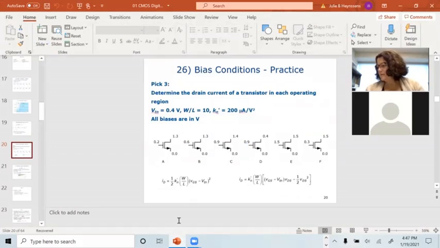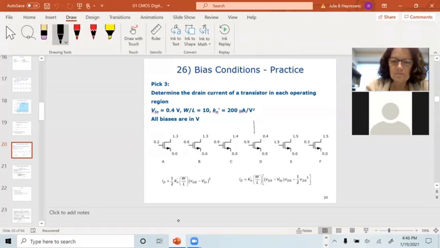We were looking at part D. Part D was in triode. Yes, it is. Triode.